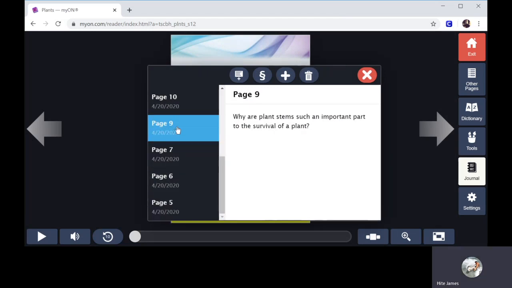Why are plant stems such an important part to the survival of a plant? Think about that question.